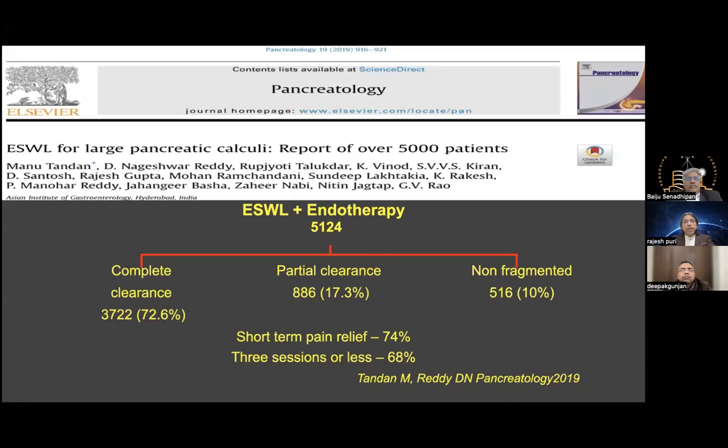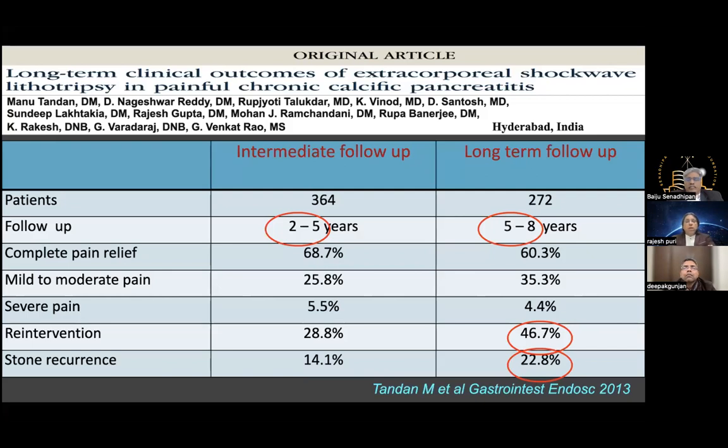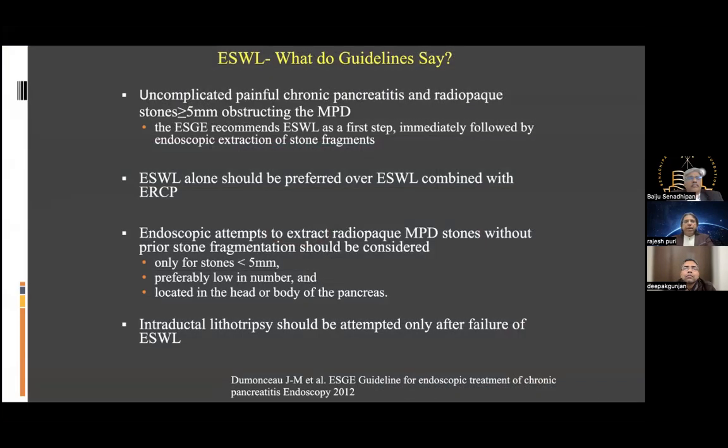And what they have shown is that with ESWL and endotherapy, complete clearance was seen in 72% of cases, partial clearance in 17%, and no fragmentation in 10%, short-term relief in 74%, and 3 sessions or less were required in 68% of these patients. So this is one of the largest studies, more than 5,000 patients. This is with more than 1,000 patients, and the long-term follow-up they have done for 3 years and 5 years, and what they have shown is that 60% of these patients have long-term pain relief.